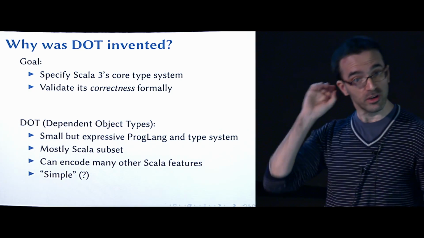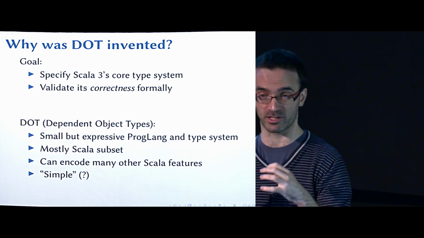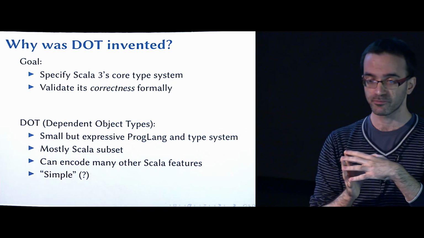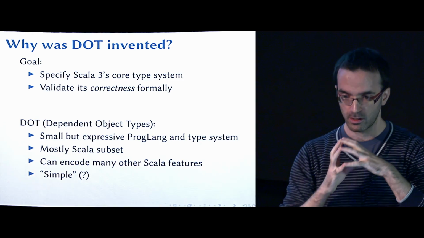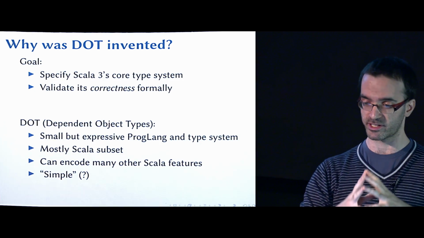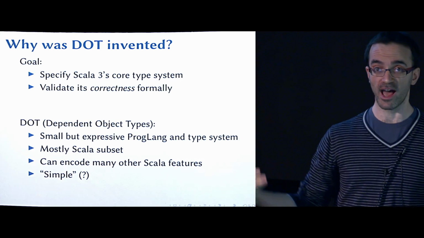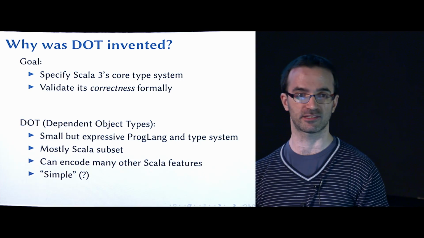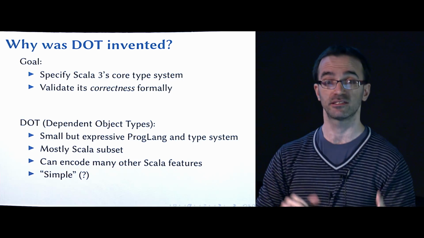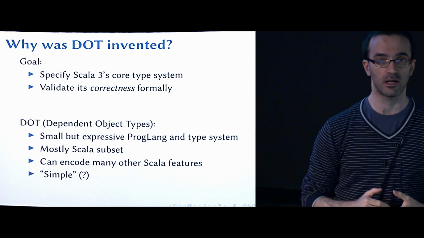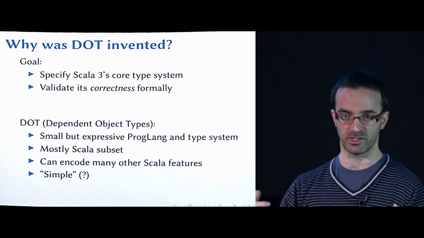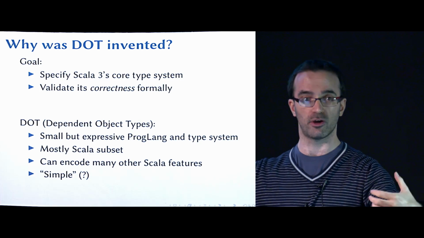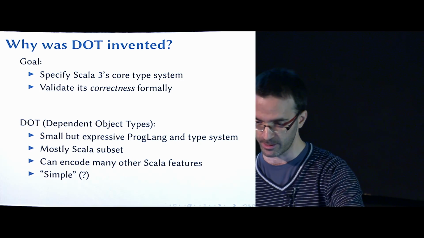So what is DOT? DOT is a small programming language with a type system. It is small but very expressive. It is mostly a Scala subset in which other features can be encoded. It is simpler than full Scala, but it still has lots of the interesting and complicated features of the language, because the goal is not to understand just a toy, but to understand Scala.